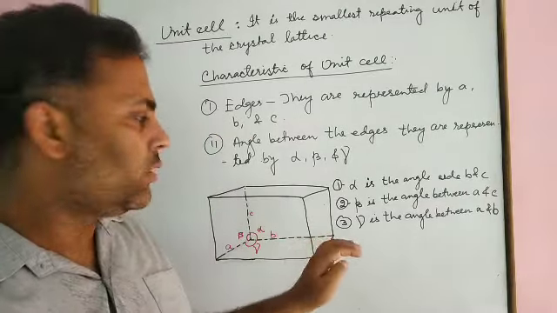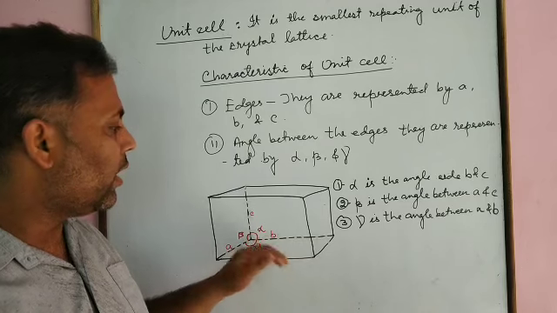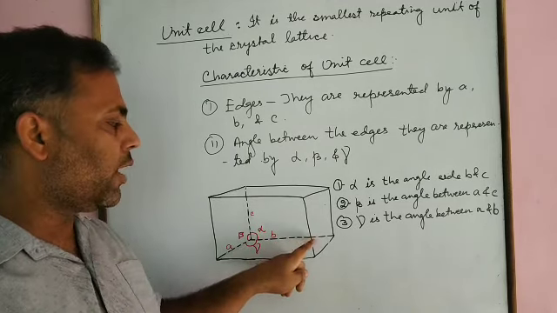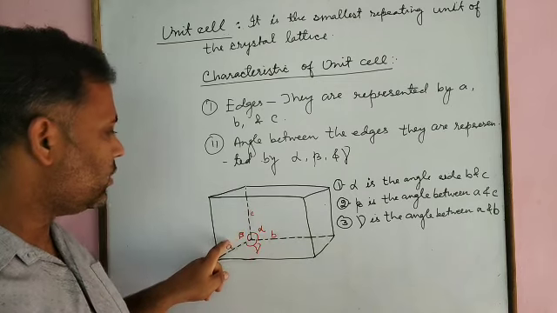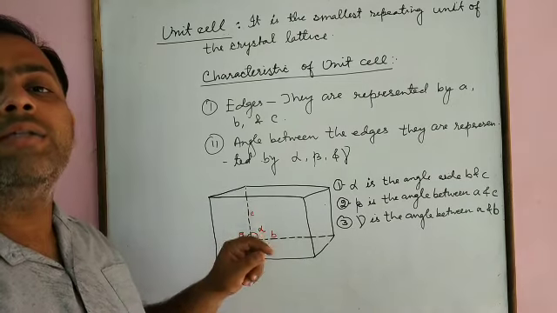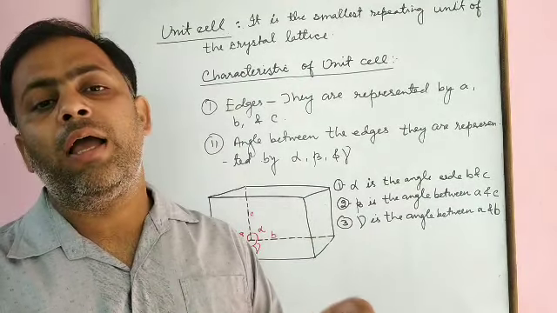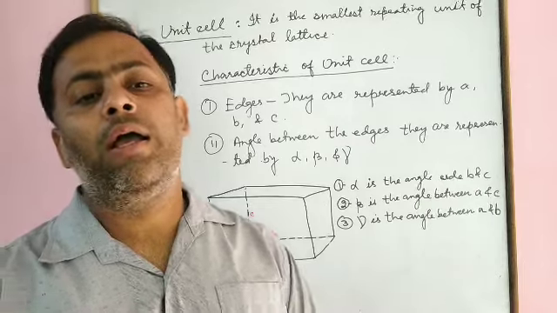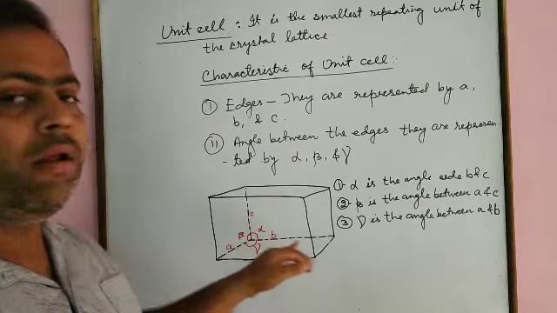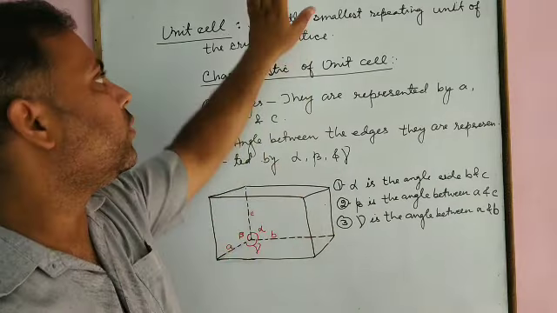We have discussed that I have represented the side in the back as a dotted line. If this one is the side B, this one is C and this one is A, then alpha is the angle between B and C, beta is the angle between A and C, and gamma is the angle between A and B. These are the characteristics of unit cell.